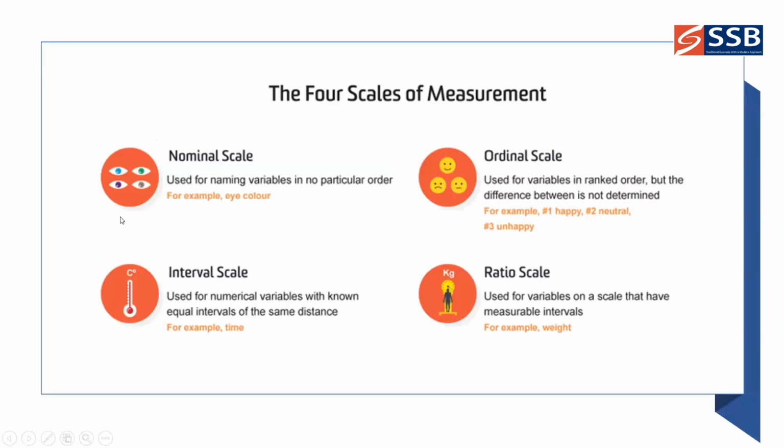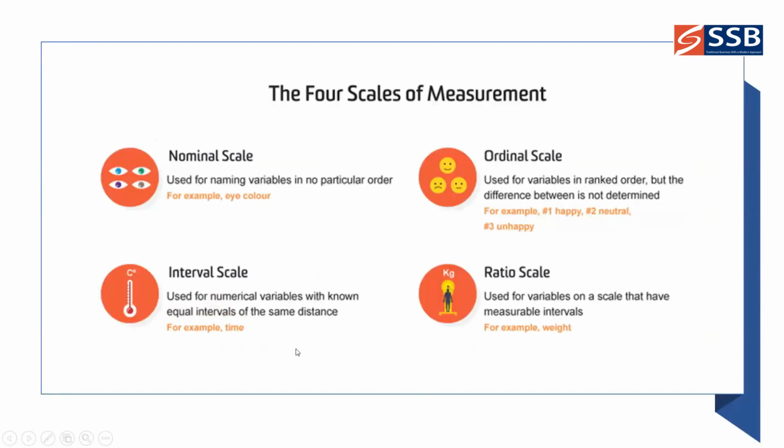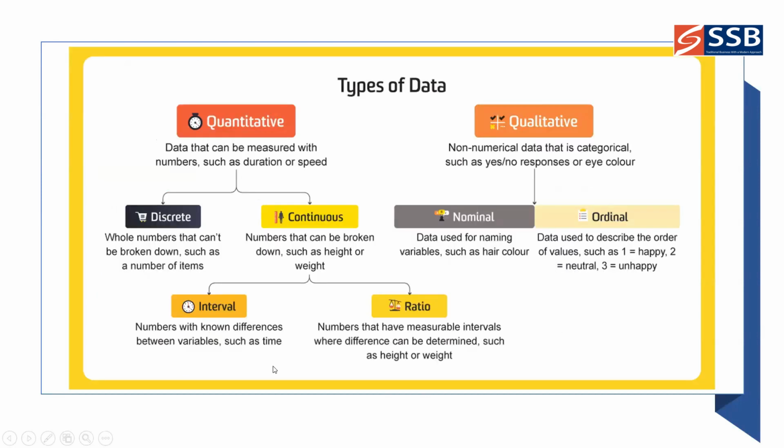So as I told you, there are four important scales. Now let's understand what a nominal scale is, what an ordinal scale is, what an interval scale is, and what a ratio scale is. Depending upon the type of data, your scales are categorized. Quantitative data can be measured with numbers, for example duration or speed. Qualitative data cannot be expressed in numerical terms. It is non-numerical data, so you categorize it.